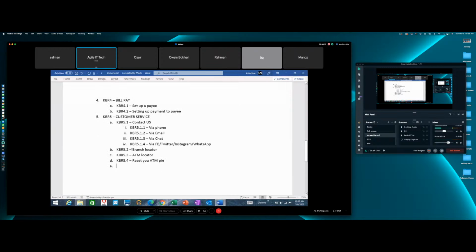Under branch locator, you could also be setting up an appointment with the branch, finding out the branch hours, the times, and all those things. That could be sub-requirements underneath there, right? Everybody clear? This is how you would go about gathering the requirements. Now we've still only gathered the business requirements. We haven't broken these further down into functional specifications or functional requirements.